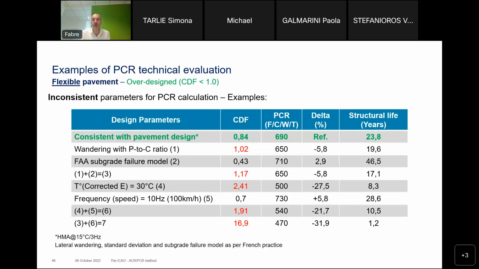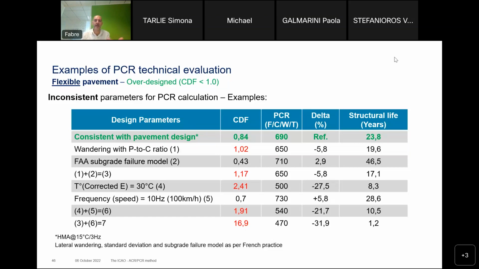In that case, when I change only these parameters, the CDF is greater than one. So you have an under designed pavement, while before it was over designed. And then if you compute your PCN according to this change, it is lowered. Okay. This is normal because the CDF is greater than one. And previously the structural life was about 23, so almost 24 years. So more than 20 years because the CDF was about 0.84. And now it's less than 20 years because the CDF is greater than one. So slightly higher, but higher. So you have 4 months less for the structural life.